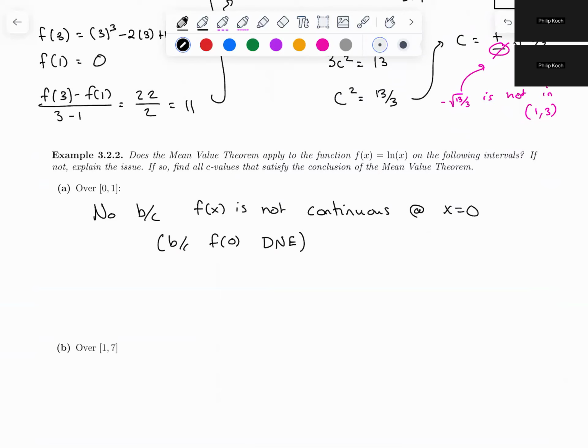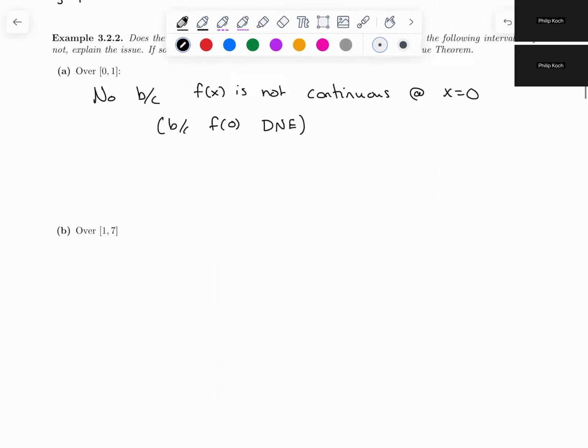So it's not continuous on that interval. In fact, it's also not differentiable because the derivative of that is 1 over x and 1 over 0 doesn't exist either. Well, you don't need to be differentiable at the endpoint. So it's just not continuous there. However, on this next one, yes, it is, because the function is continuous on its domain, and that's within its domain. And then the derivative, 1 over x, is defined for all those values. So yes for the second one.